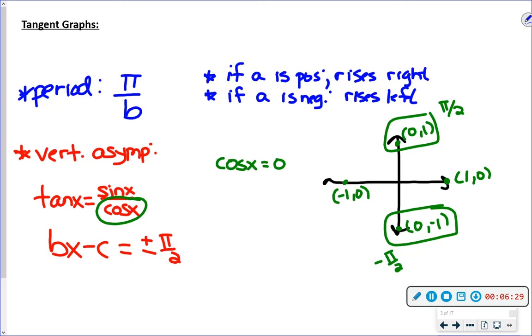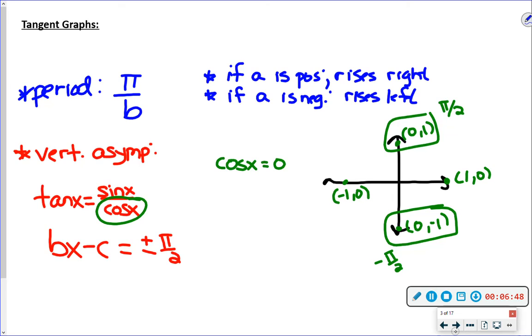Now again, just prepping us for what's coming at us. Cotangent, of course, is similar but reversed. Everything is reversed. So on cotangent, if A is positive, it rises left. If A is negative, it rises right. When you get to cotangent, everything is kind of switched around.